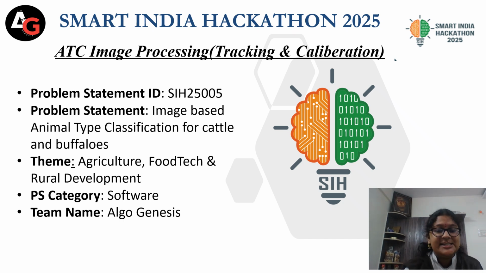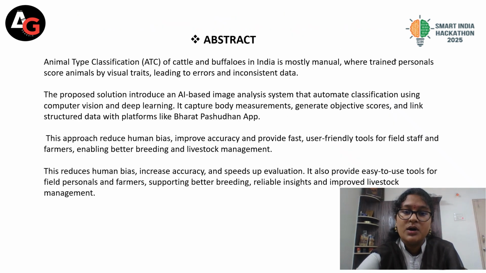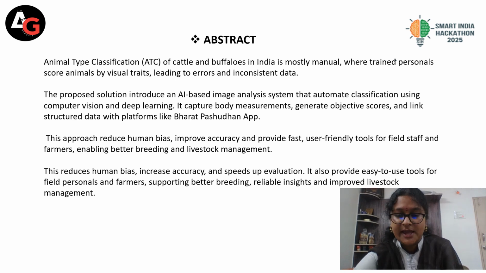As we know, currently ATC in India is manual. It is done by trained personnel through visual inspection and measurements. This method often leads to human bias, errors in judgment, and inconsistent data recording. And this has a huge impact: wrong classification can affect breeding quality, reduce productivity, and even cause a loss of genetic diversity.